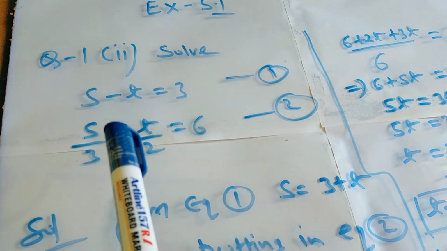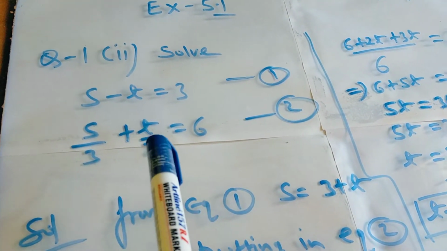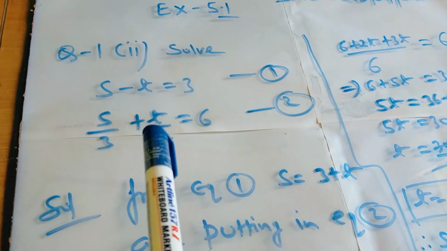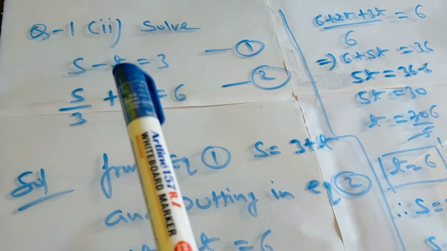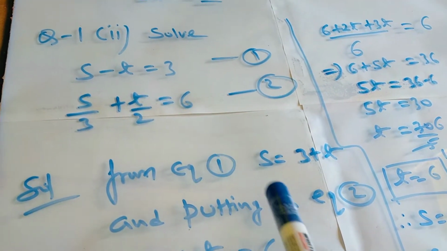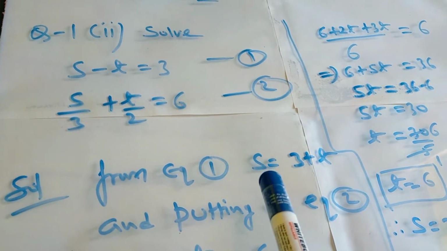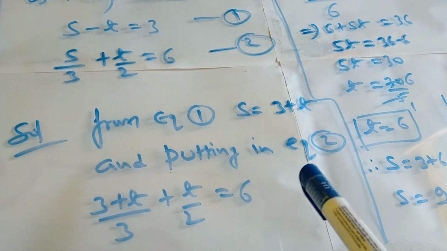Look at here. s minus t is equal to 3, s upon 3 plus t upon 2 is equal to 6. In this equation we have to find the value of s and t. So from this first equation I shifted this t from the left side to the right side, so I got s is equal to 3 plus t, and this value I substituted in equation number 2.